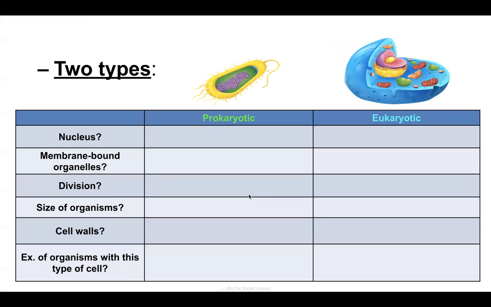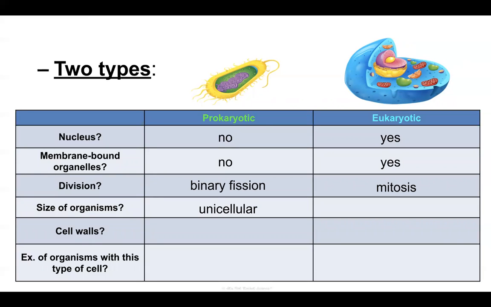So, just a little rundown. Some of these things won't make full sense until we get farther into the unit, but do prokaryotes have a nucleus? No. Eukaryotes? Yes. Do prokaryotic cells have membrane-bound organelles? No. Eukaryotic cells? Yes. Do prokaryotic cells divide? How do they divide? Binary fission. How do eukaryotic cells divide? Mitosis. We will learn more about mitosis, not so much about binary fission.